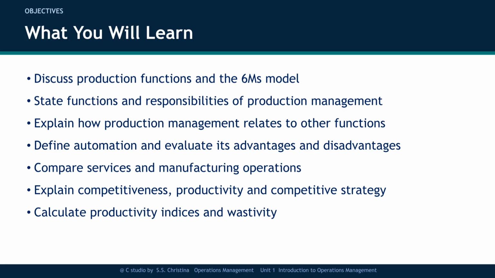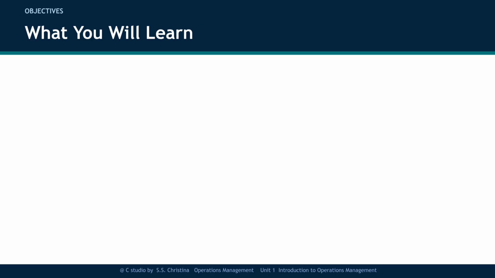Let's take a quick look at our learning objectives for this unit. These are the things you should be able to do confidently by the time we finish. In this unit, we will explore the production functions and the 6Ms model, define production management responsibilities, analyze automation, and learn how to calculate productivity.